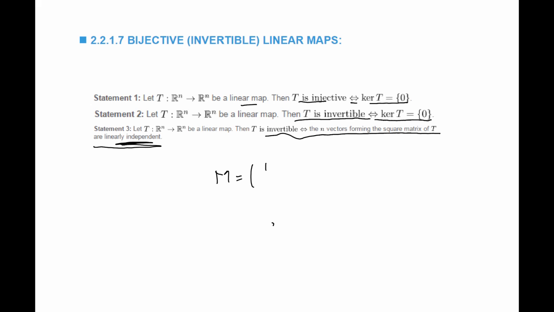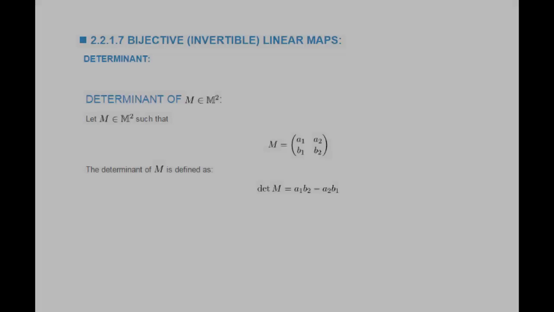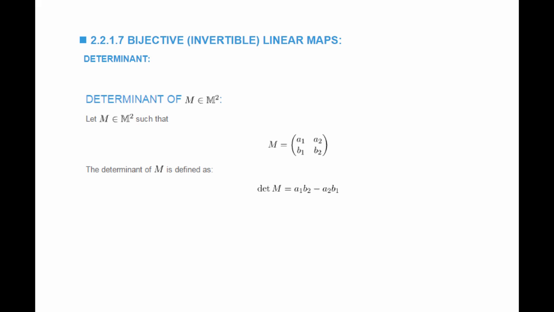If the rows are linearly independent, then the matrix is invertible. Here the rows are linearly dependent. And so the matrix, in this case, is not invertible. I cannot find an inverse. And we showed that in the previous slide. And so we're going to use that last statement to try and identify whether a matrix is invertible or not.